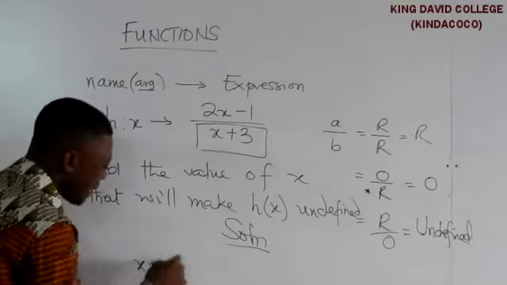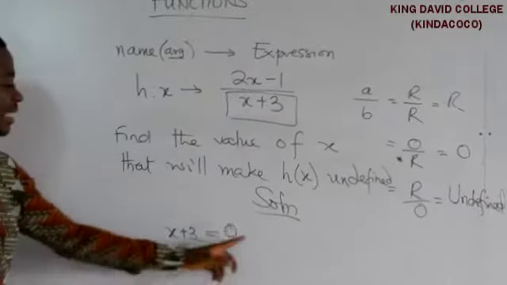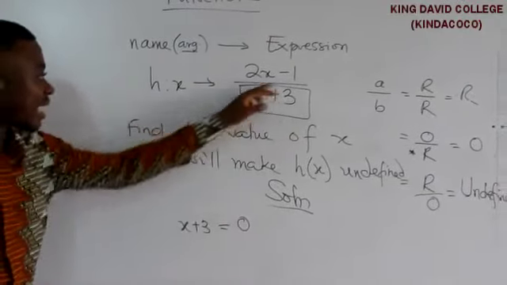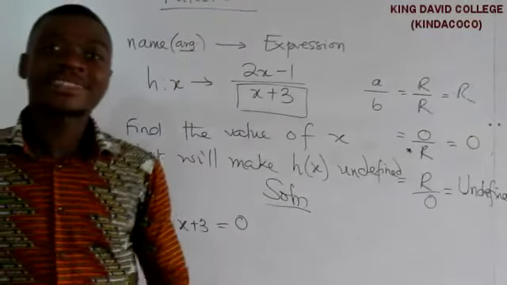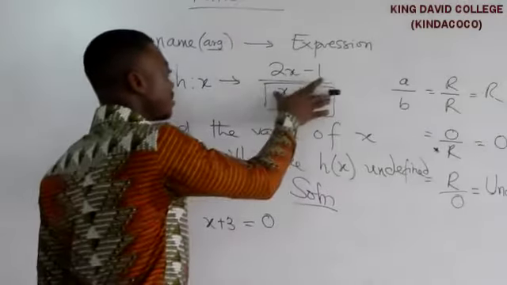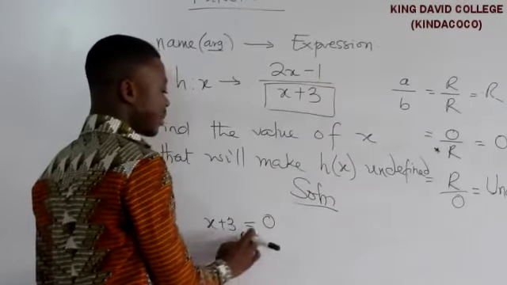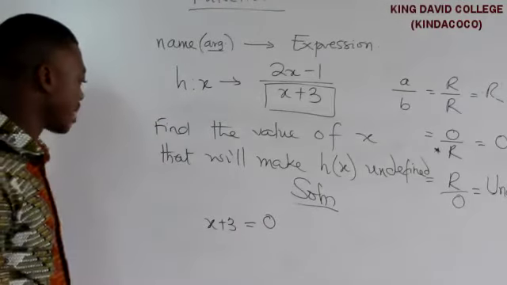Okay? X plus 3. So this x plus 3, what can make this thing go to what? 0. That's the question. What can make this denominator x plus 3 go to 0? Because provided the denominator is 0, the function will be undefined. So that's the trick. So just go to your function, pick your denominator, and then equate it to what? 0. That's it.